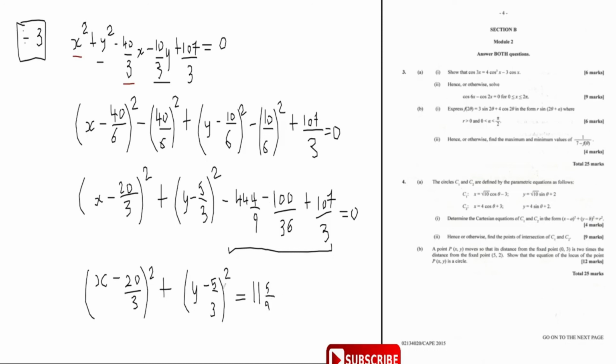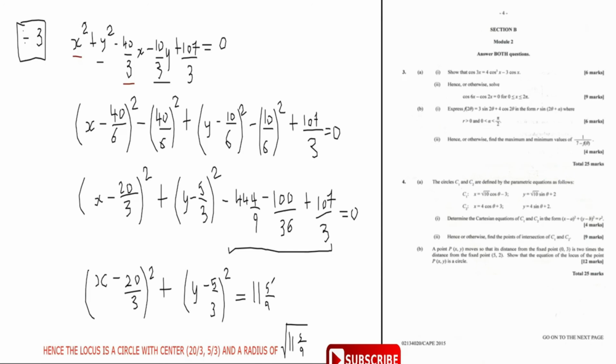All right, and so hence, this is clearly a circle. Hence, the locus is clearly a circle, with center 20 over 3, comma 5 over 3, and a radius of the square root of 11 and 5 over 9. Whatever that is, that's the radius. All right? Hence, the locus is a circle.